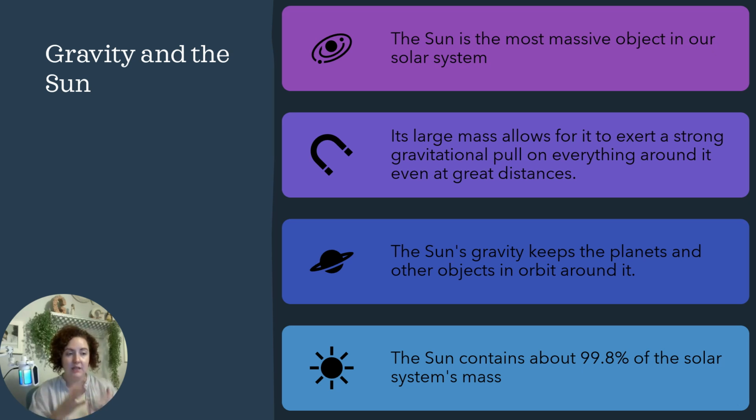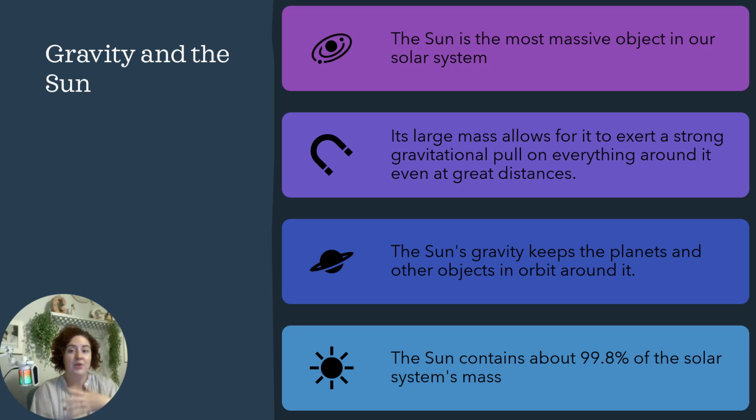Because the sun has such a large mass, it allows for a really strong gravitational pull. It holds everything in its orbit because of the amount of gravitational pull it has. The sun's gravity keeps our planets and other objects in the orbits that they are in. So it goes Mercury, Venus, Earth, Mars, Jupiter, Saturn, Uranus, and Neptune, because that is how the sun has its grasp on all of the planets.